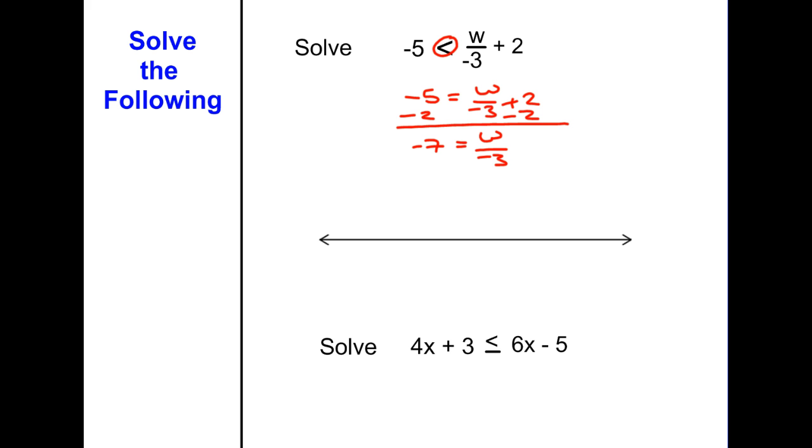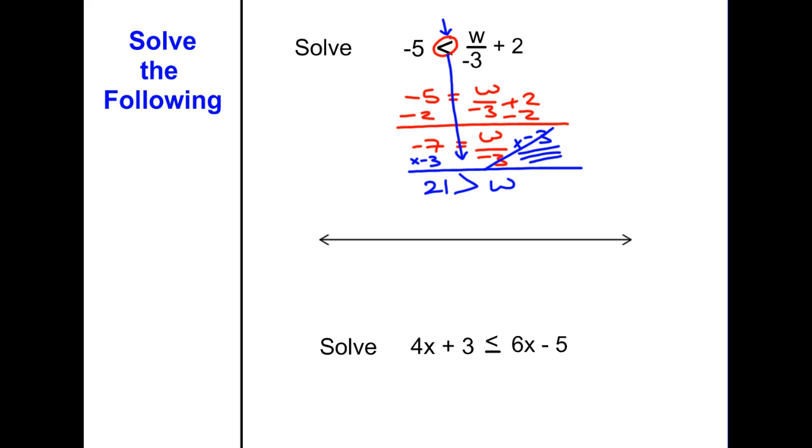Now here's the trick though. We are going to multiply both sides by negative 3. So we need to remember, okay, we multiplied by negative 3, so this sign needs to change. Either way, we're going to multiply by negative 3, so we get 21, and these cancel out, so we get w. Now we have to go back to our original inequality, bring it on down. But since we multiplied by negative 3, we're going to flip it.